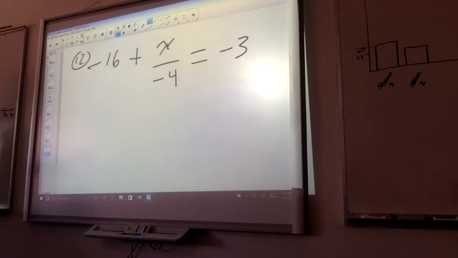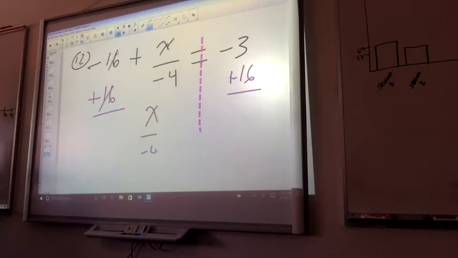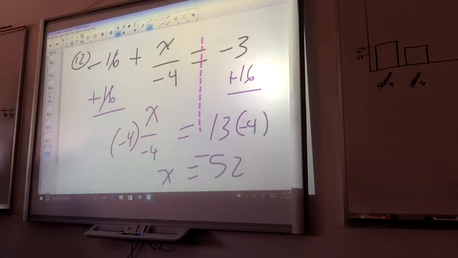Okay, so "is" in math is our equal sign. So negative 16 plus, there's our plus sign. Quotient means we're going to divide a number, so we have to make it a variable, x or whatever you'd like. And then if we solve that, so that's 16, those cancel, that's x over negative 4 is equal to positive 13 multiplied by negative 4. So x is equal to negative 52.